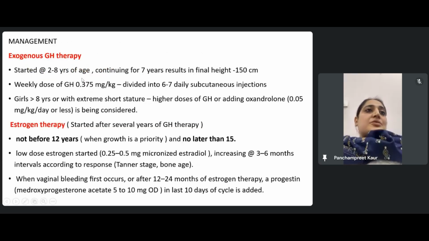The management is exogenous growth hormone, which can be started at 2 to 8 years of age till the final height of 150 centimeters is reached, and can be continued for 7 years. Estrogen therapy is given after several years of growth hormone therapy, but not before 12 years and no later than 15 years. It can be started in a low dose and increased gradually. When vaginal bleeding first occurs or after 12 to 24 months of estrogen therapy, a progestin is added in the last 10 days of the cycle.